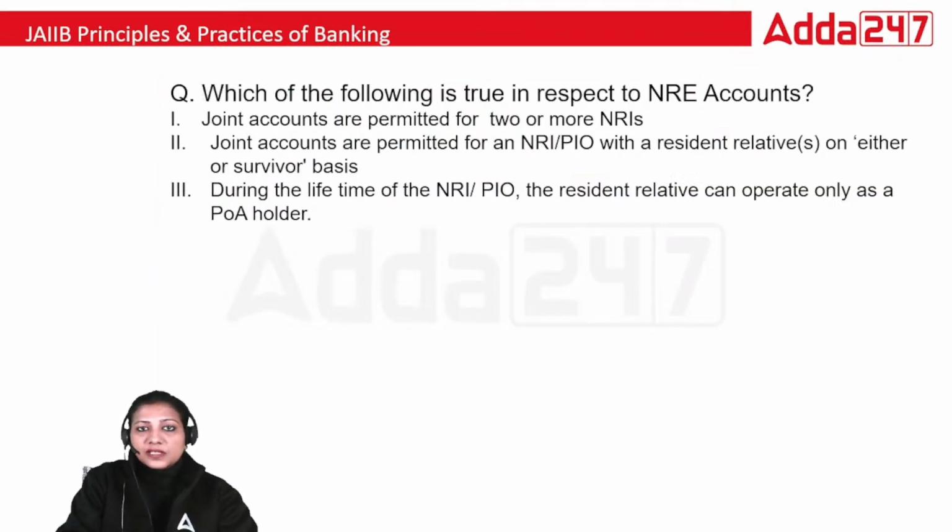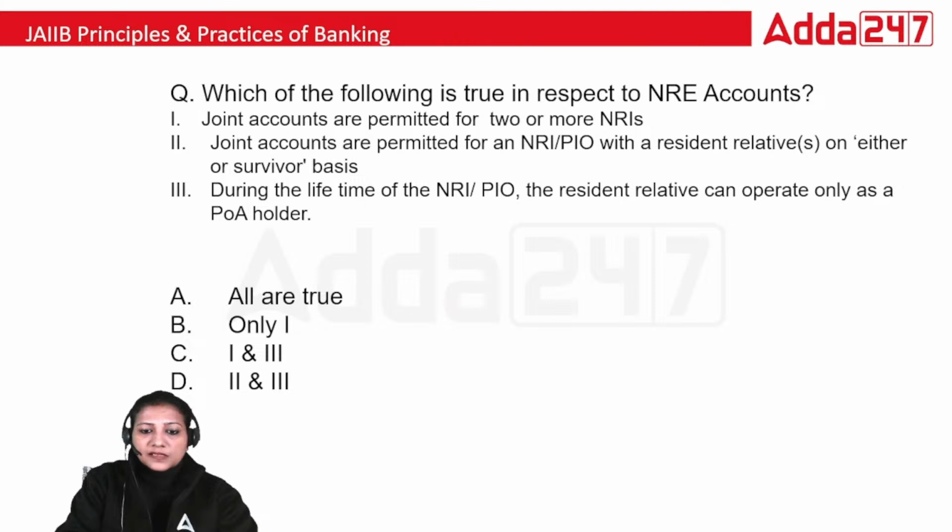So let's do some questions to understand what we have done so far. Which of the following is true in respect to NRE accounts? 1. Joint accounts are permitted for 2 or more NRIs. 2. Joint accounts are permitted for NRI and/or PIO with a resident relative on either or survivor basis. 3. During the lifetime of the NRI or PIO, the resident relative can operate only as a POA holder. Options: all are true, only 1 and 3, or 2 and 3. So which of the following statements are true?